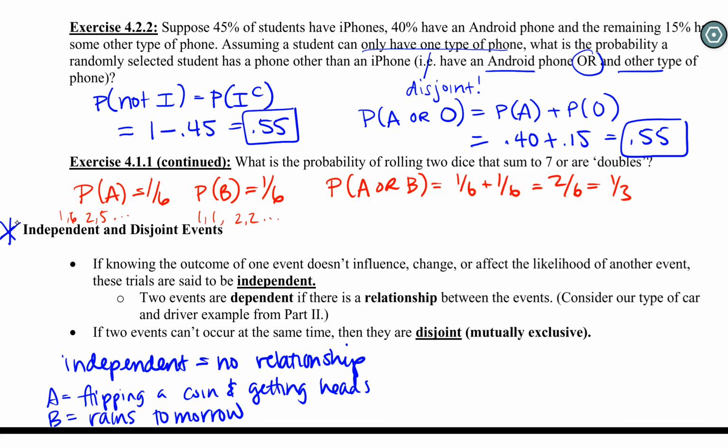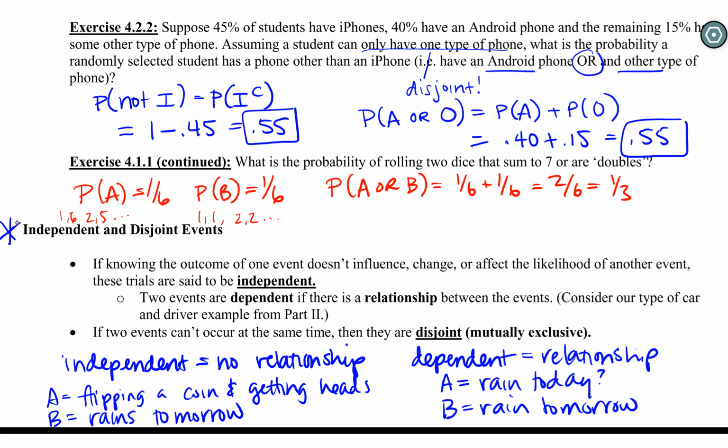Whereas something that is dependent means that there is some relationship, that knowing one outcome does tell me something more about the other. So an example here would be if it rained today, that might give me more information about whether or not it's going to rain tomorrow, right? It might increase the probability if it is raining today that it would rain tomorrow. To give you another example, I'll switch up this A and B. You guys can keep whatever you want in your notes.